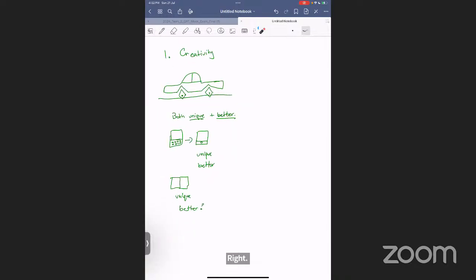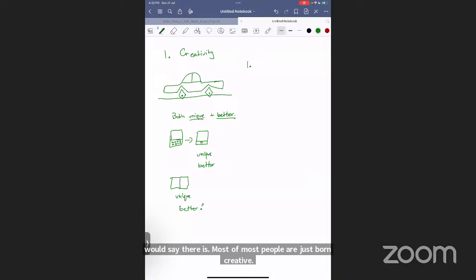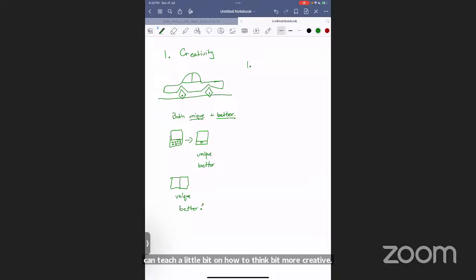So from here, the question is, how do I become creative? I would say most people are just born creative. You can teach a little bit on how to think more creatively, but it's not really a skill that you can teach. But there are ways to help you think outside the box.